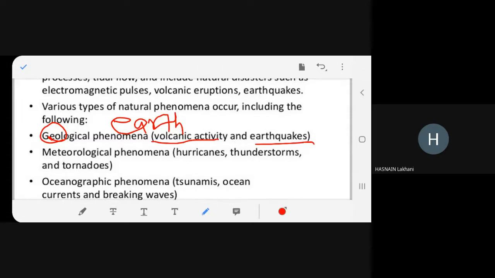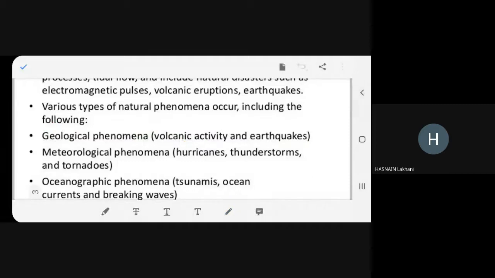Do you agree? Okay. Now second we will come to meteorological phenomena. When we talk about meteorological phenomena, that means the atmosphere around us. What is it, beta? Air. Atmosphere around us, that is air. What does it contain? Hurricanes, cyclones, thunderstorms, tornadoes. Understood?